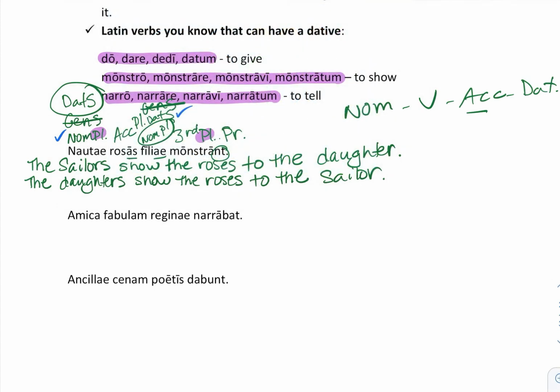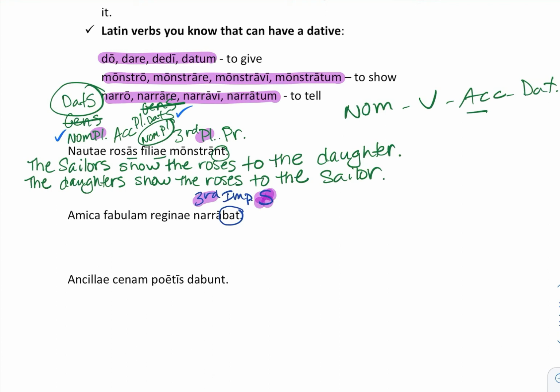Okay. Amica fabulam reginae narrabat. So look for the verb. Verb ending is BAT. Don't forget to look for the whole verb ending. So we see that it's third, it's imperfect, and it is singular. So if we have a nominative, it has to be singular. We have third person, which means that we can have a separate nominative because it's in third person. So let's look and see what could be a separate nominative.